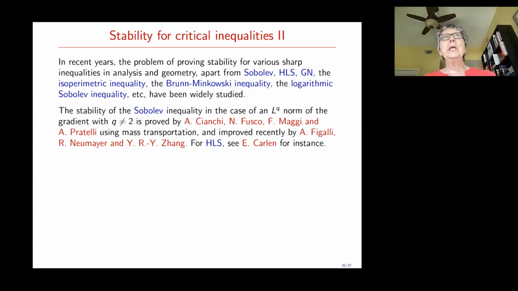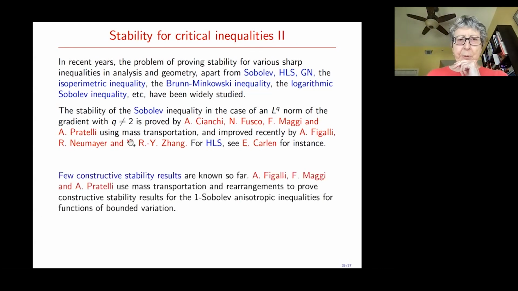But as I said, in most of these results, nothing is known about the best constants in the remainder term, except there is an interesting result by Figalli, Maggi, and Pratelli, where they use mass transportation and rearrangements to, in a particular case, which is a very particular Sobolev inequality, estimate the best constant. Many people are looking for that at the moment. It's really a very hot subject.